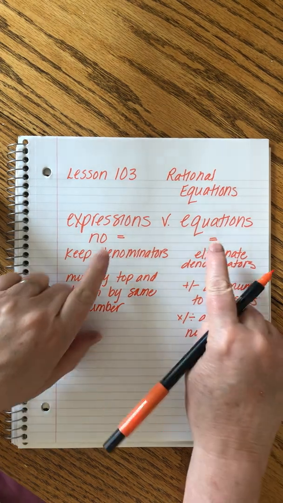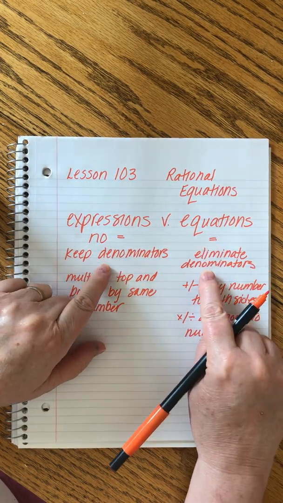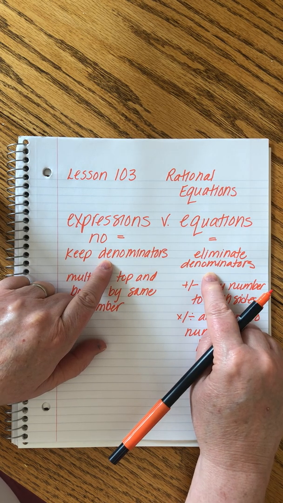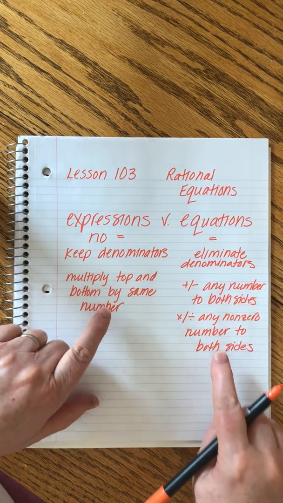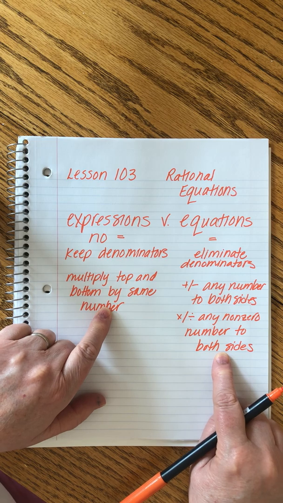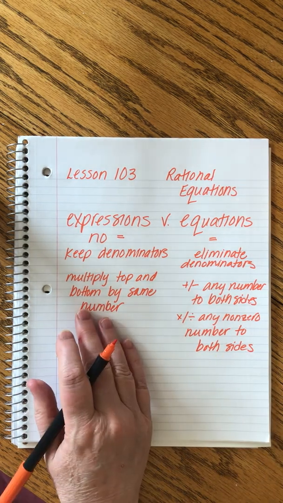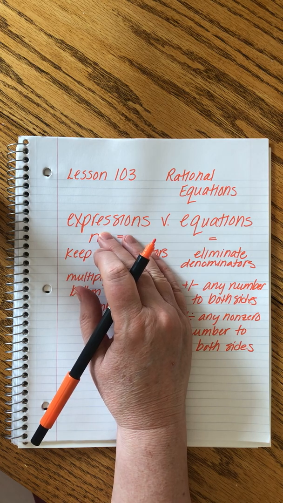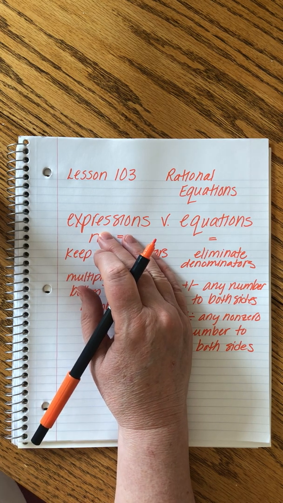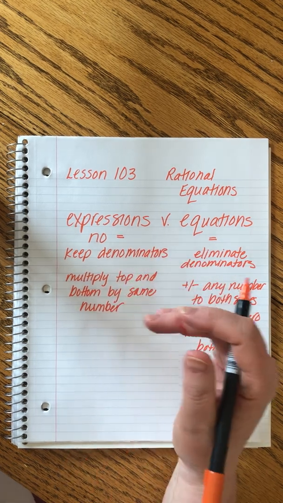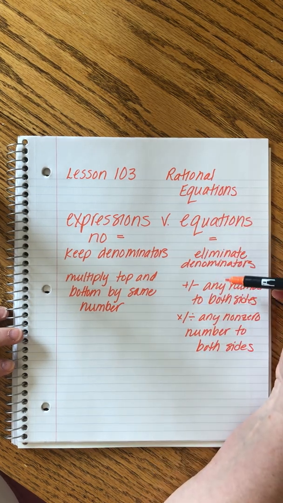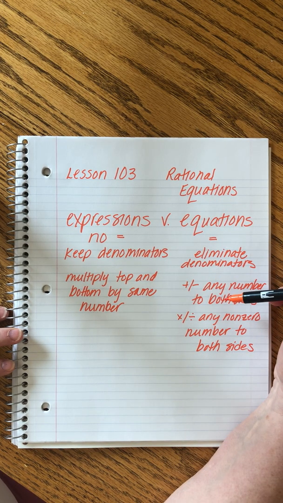All right, so this is how we can tell them apart by the way that they look. This is what we have to keep in mind, the limitations, right? Can we eliminate the denominators altogether, or do we have to keep them? And then these are the rules that we can use to adjust them. We just did a lesson on rational expressions. It was 101, I believe. There were no equal signs, and all we could do was make the denominators match and crash them together. But now we're going to talk about equations, and we'll be able to eliminate our denominators altogether.